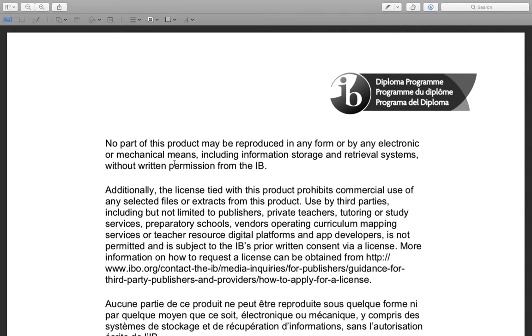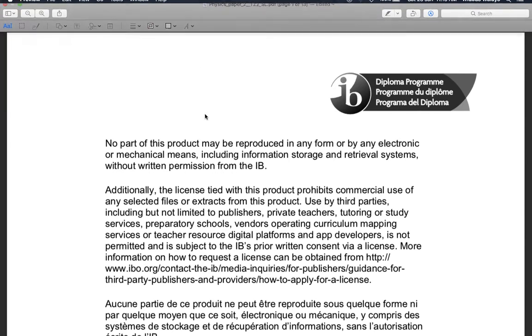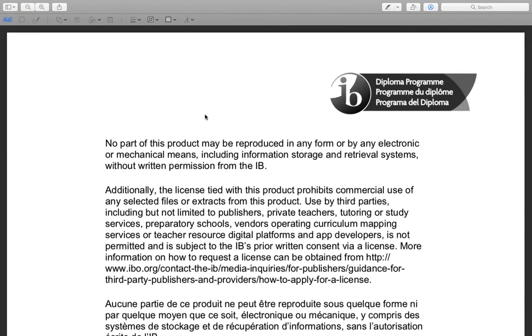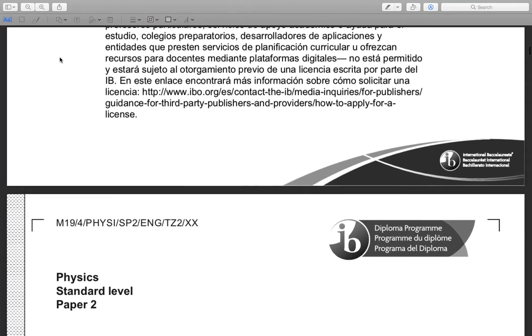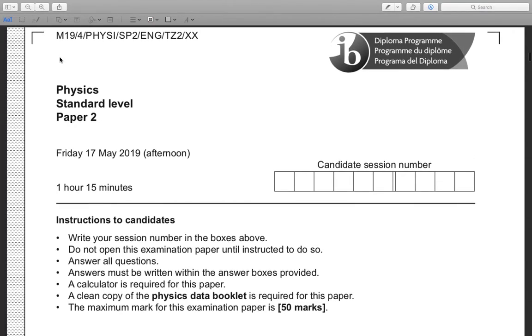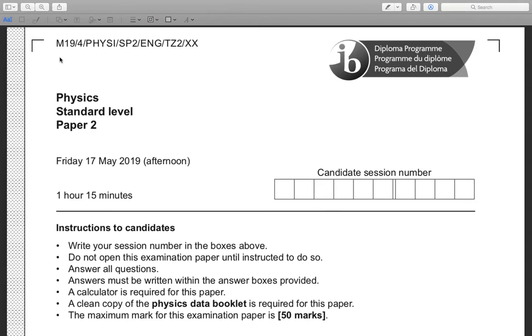Hello everyone. Today I'm going to do a series regarding the diploma program past papers, physics past paper. I want to share with you how to solve questions in the physics standard level paper 2.